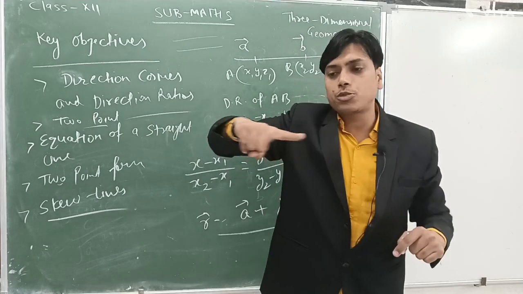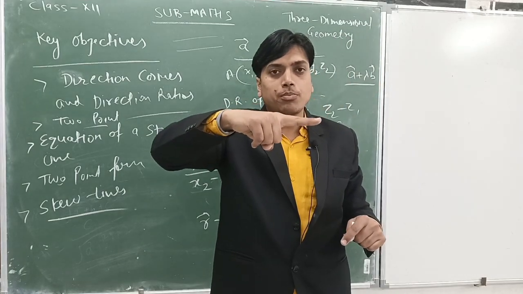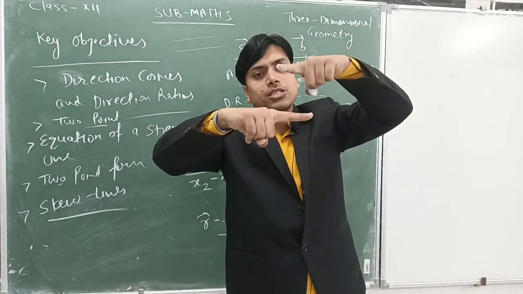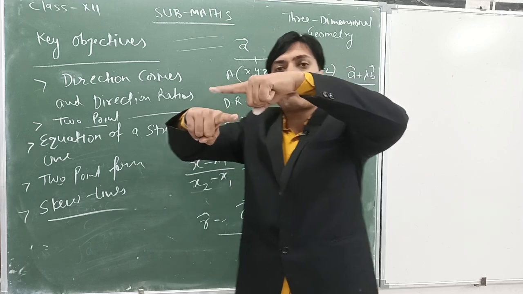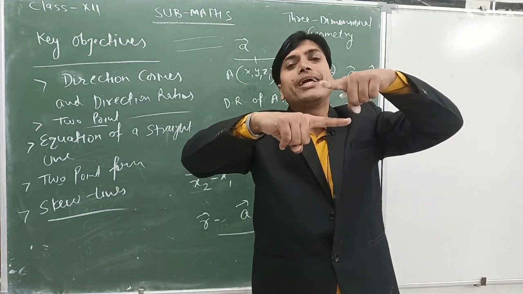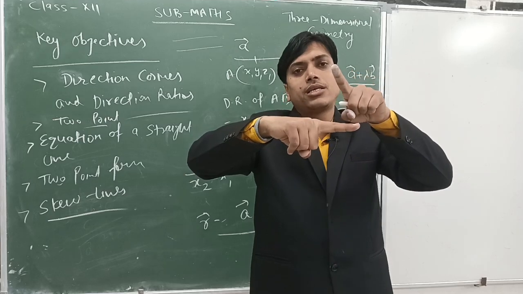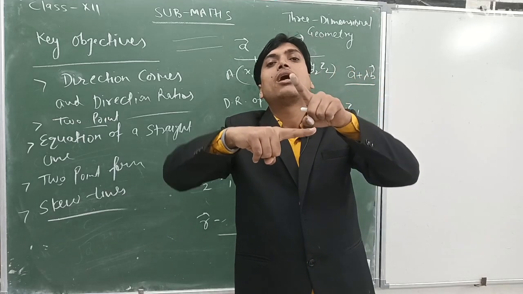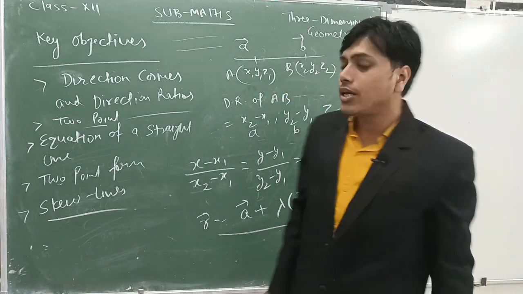Skew lines are the lines where, suppose one line is passing through this place and another line is passing through this place. Now you can see these two lines are neither parallel nor intersecting. So these types of lines are known as skew lines.